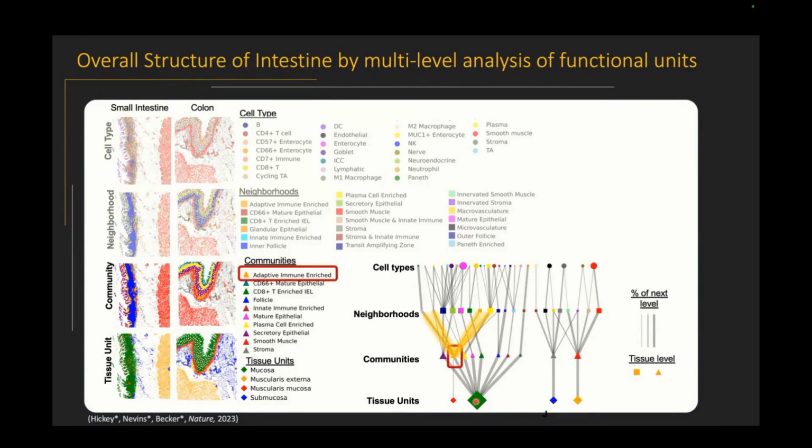One of the things that we found, and was really interesting, was this one community that was the intersection of multiple immune and epithelial neighborhoods. And why we named it adaptive immune enriched was that it was at the base of the mucosa, which is near the stem cell crypt of the intestine. There was a conserved enrichment for CD4 and CD8 cells that wasn't previously appreciated.